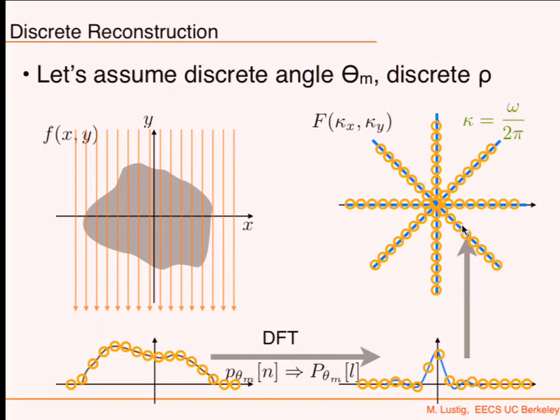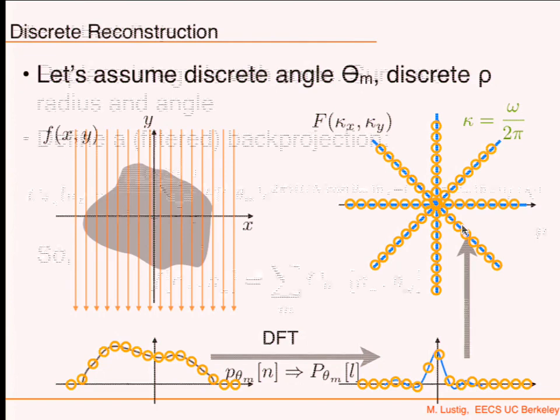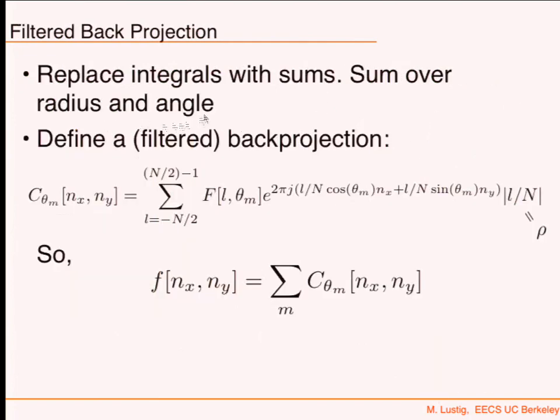Okay? So how do we do the reconstruction? What I'm going to do now is replace all the integrals with sums, like we did for the DTFT, where we integrate over the space. Now I'm going to replace all those integrals with sums for both radius and angle.